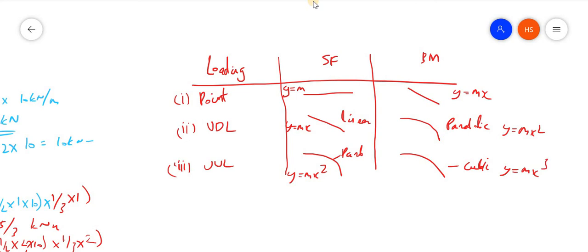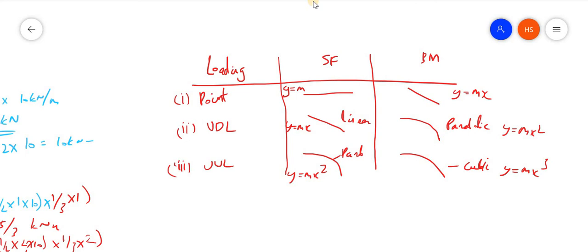x cube. So this is the reason that the bending moment will be of one higher degree than the shear force. So that is the only thing you have to understand while drawing. So these are the things which we have to understand while studying the shear force and bending moment.